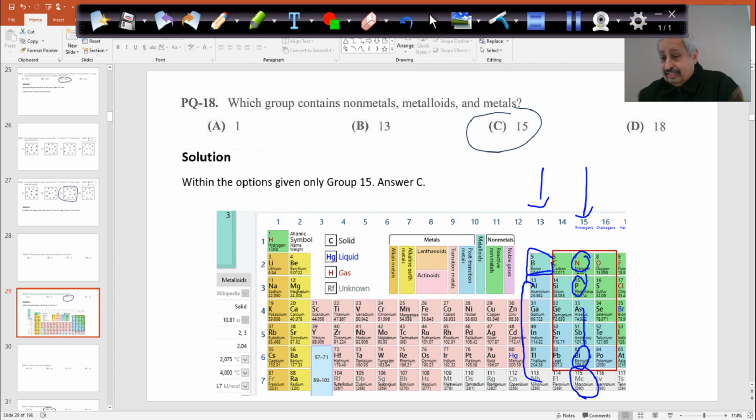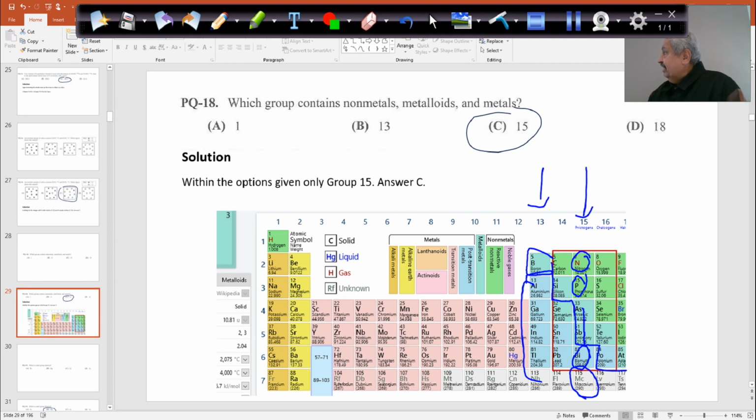Remember, the metalloids are the stairs. You can see those stairs here. So this stair here, those are the metalloids. About 7 of them, I think. So can you see that? So the answer is 15, and that's C. The answer is 15.